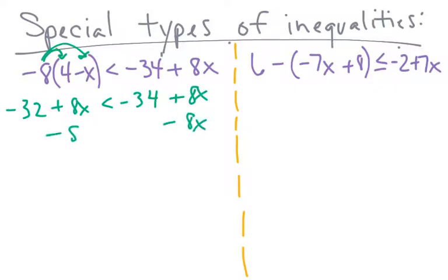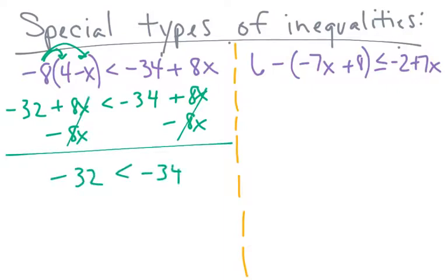So what happens is your variable cancels. So you may stop at some point where it looks like this, where you've got negative 32 is less than negative 34. Well, this is not a true statement. This is actually a false statement, because negative 32 is actually bigger than negative 34.